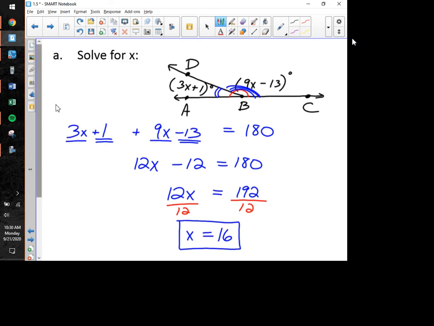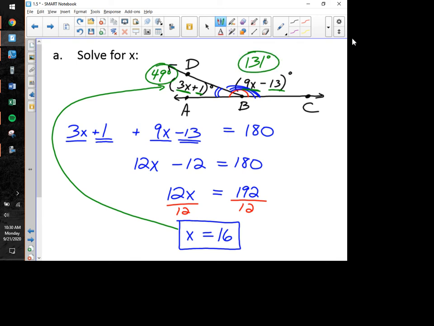But it is always a good idea in geometry to take the extra moment and make sure you've got this right. Here's how we can test it. If x is 16, let's plug that in right here. 3 times 16 is 48, plus 1 is 49 degrees. That doesn't tell me anything, but now let's keep going. 9 times 16 right here is 144, and 144 minus 13 is 131 degrees. And if I think about 49 and 131, if we were to add those two together, yep, that makes 180 degrees, so I feel really confident that that answer is correct.